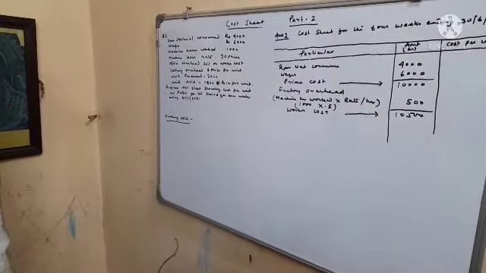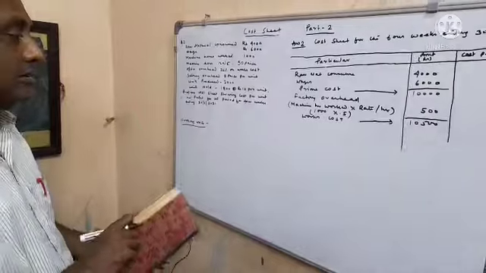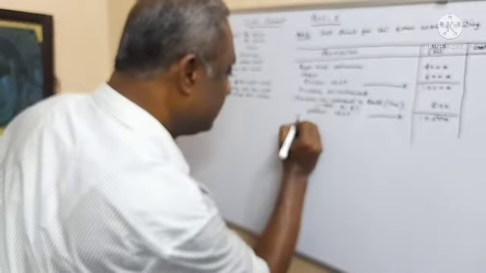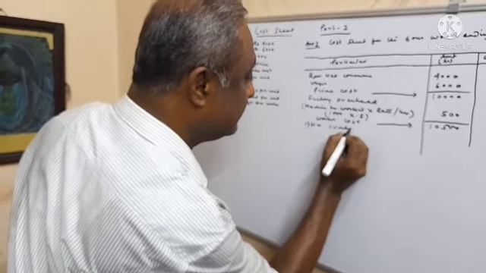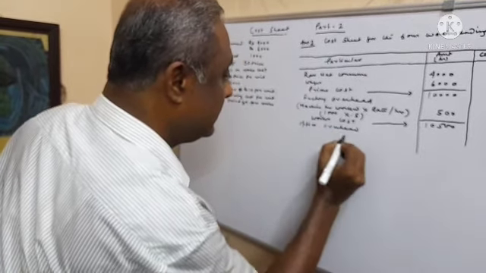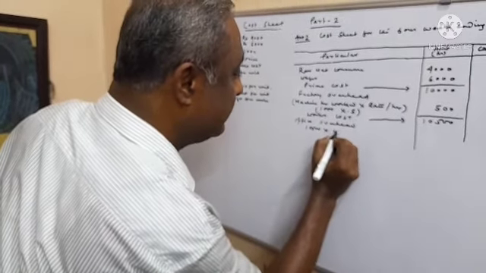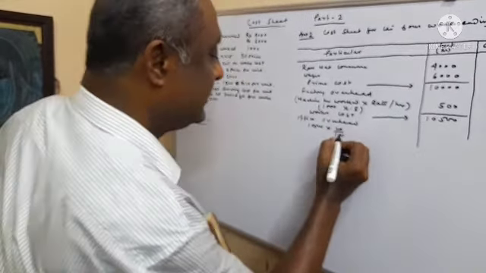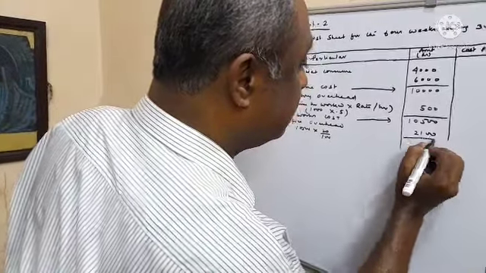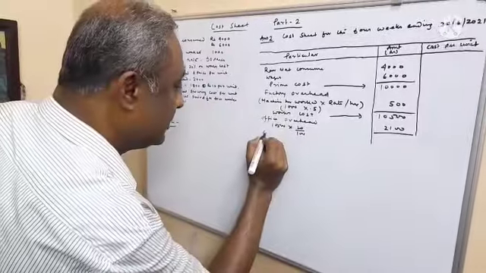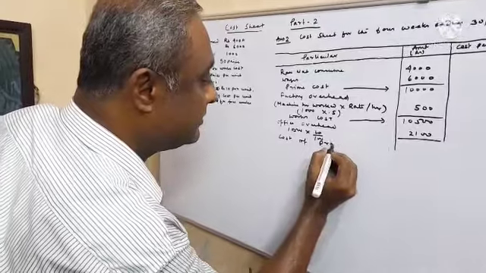Office overhead 20% on work cost. 10,500 into 20%. That is cost of production.